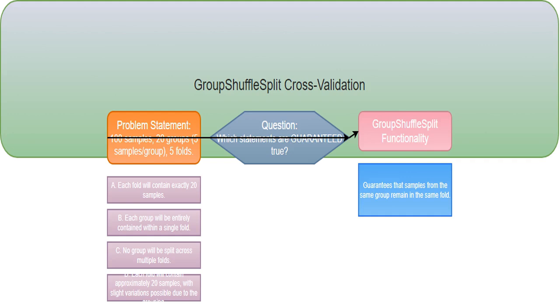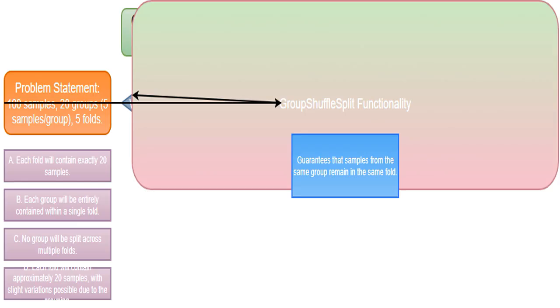It's a special technique in scikit-learn that's perfect when you have data grouped in a way that we can't split across different folds. Think of it like making sure all the members of a team stay together in a game, not split up across multiple teams. The key here is that GroupShuffleSplit keeps samples from the same group together in the same fold.